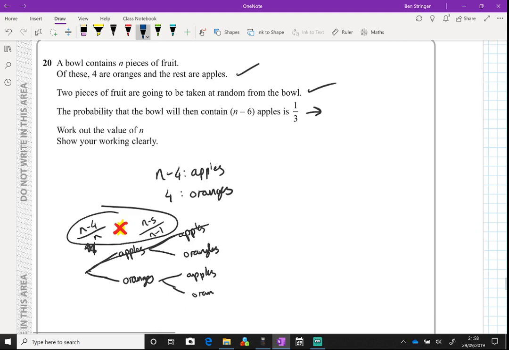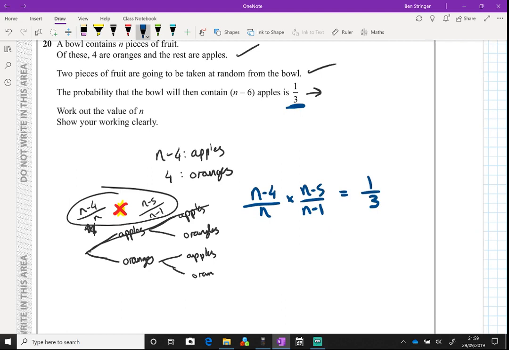1/3. So work out the value of n. Let's just double check that this is set up correctly, because the worst thing to do is to solve an equation that hasn't been set up correctly. So there was n take away 4 apples. If we eat 1 apple, it now goes to n take away 5. We could check that other value.